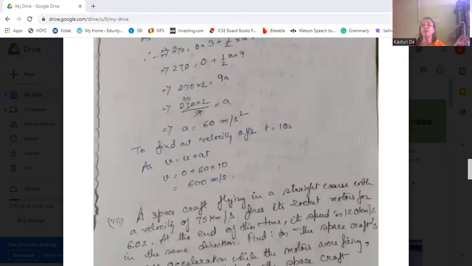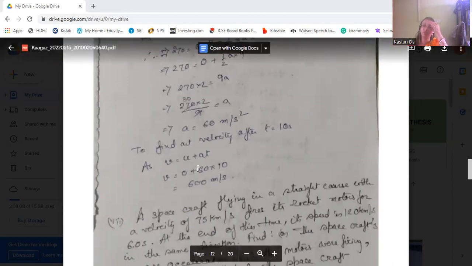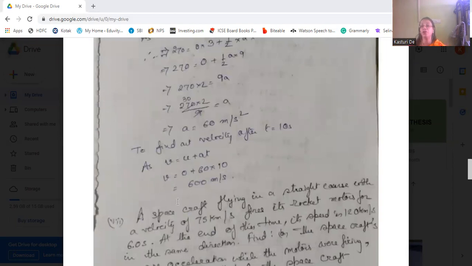Now we need to find the velocity after 10 seconds. So v = u + at. That becomes v = 0 + 60 into 10, and that becomes 600 meters per second. So that is the final velocity after 10 seconds.